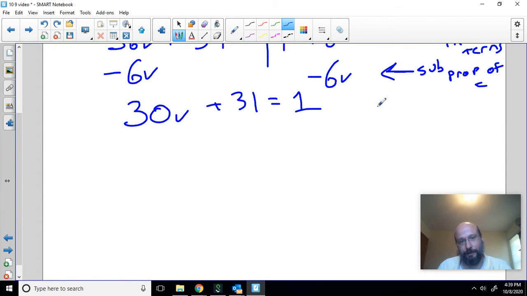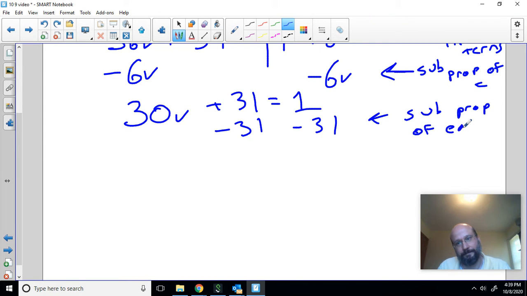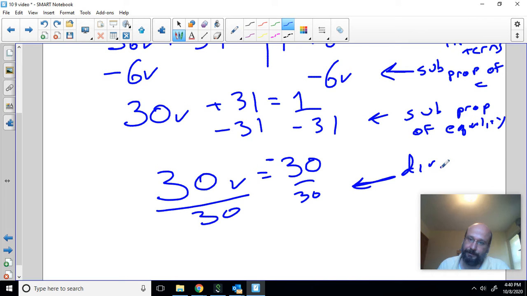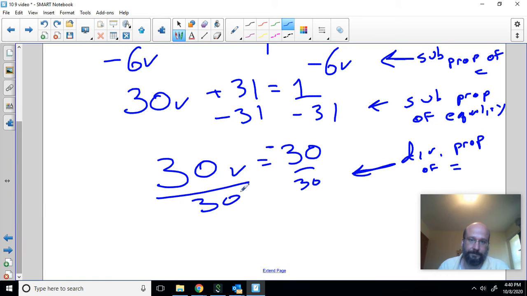So now I need to move this 31 over, right? My v's over, but now I've got to move this 31 over. And again, that's the subtraction property of equality. So that gives me 30v on this side and negative 30 on this side. 1 minus 31 is negative 30. So now I'm going to divide by 30. Division property of equality. v equals negative 1.